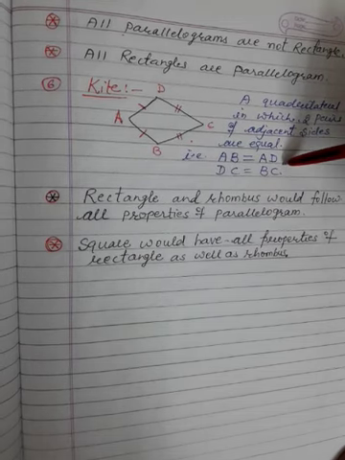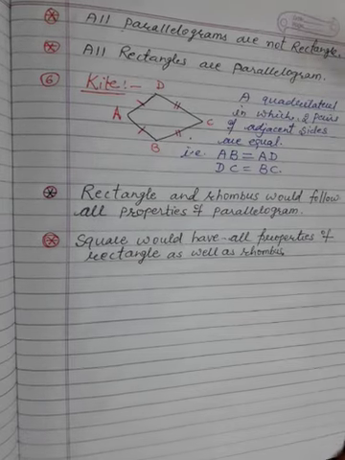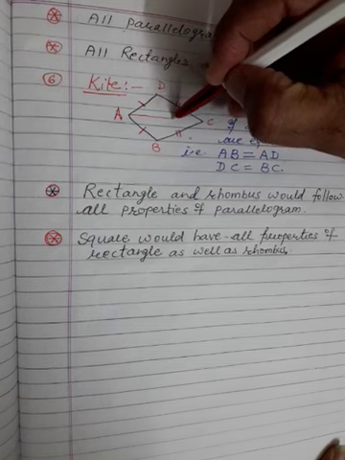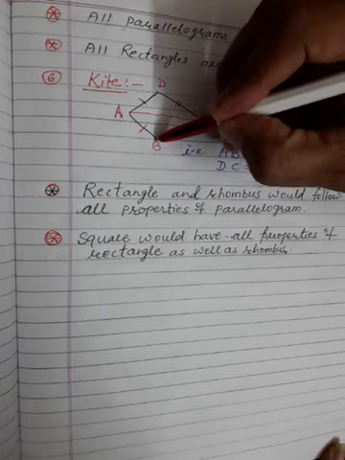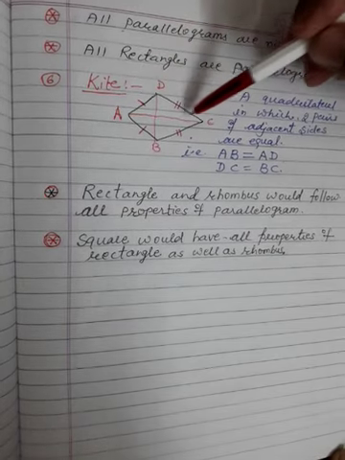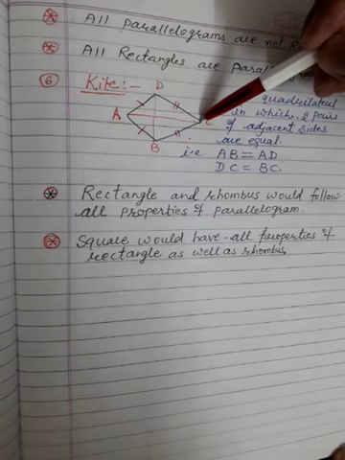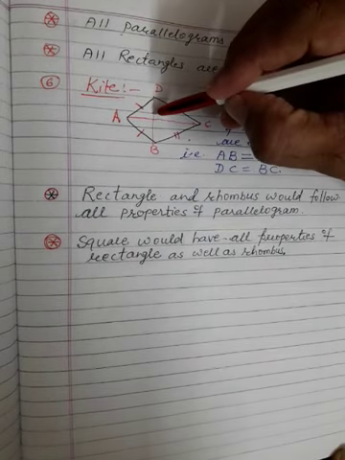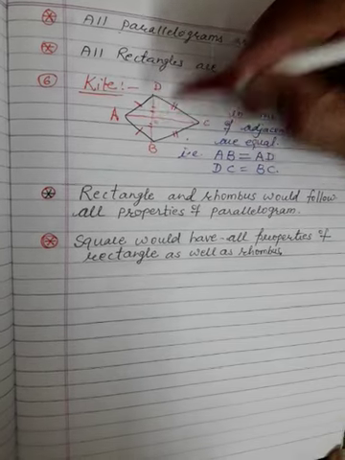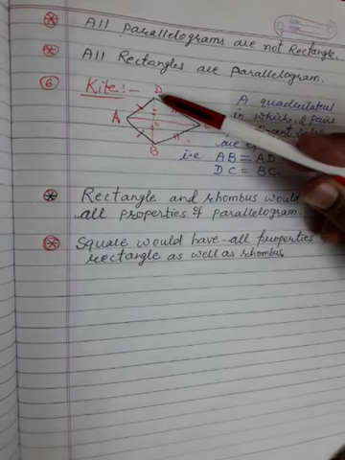This is a kite, this is the shape of it. Now the diagonals are drawn. AC is the longer diagonal, BD is the shorter diagonal. The longer diagonal bisects the shorter diagonal. These two parts are equal in length. It bisects at O, so BO is equal to OD.